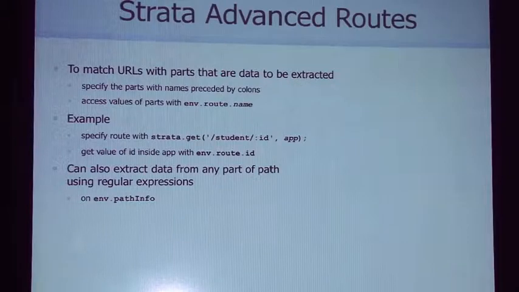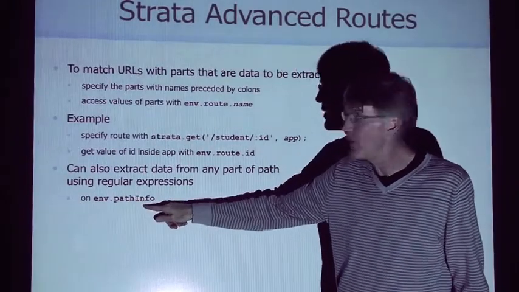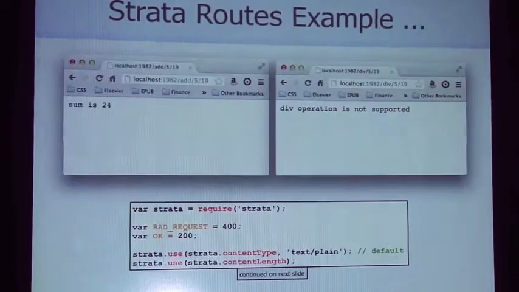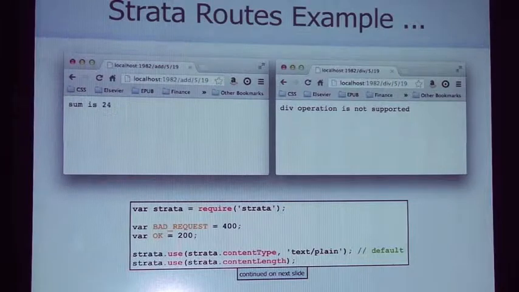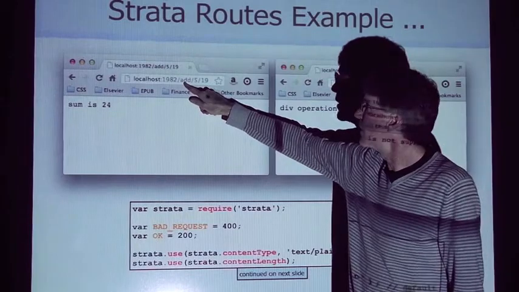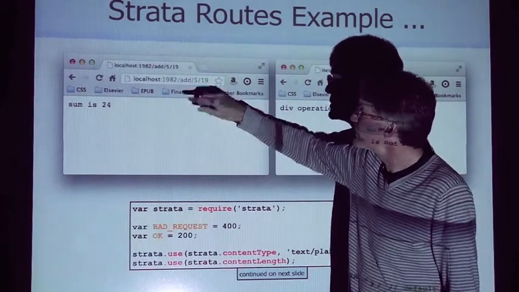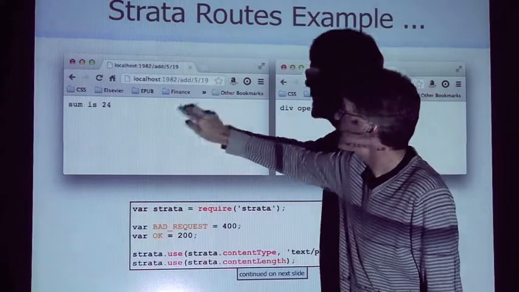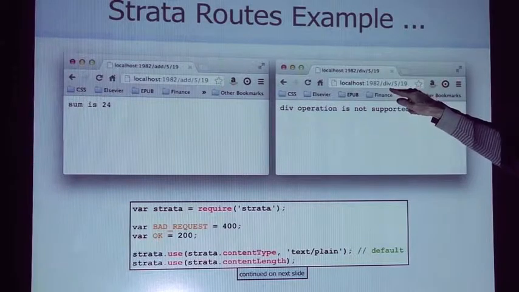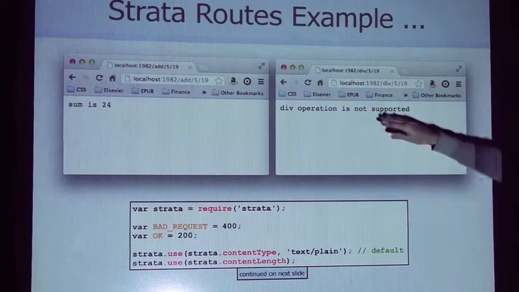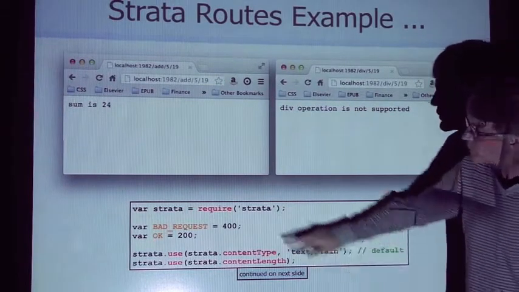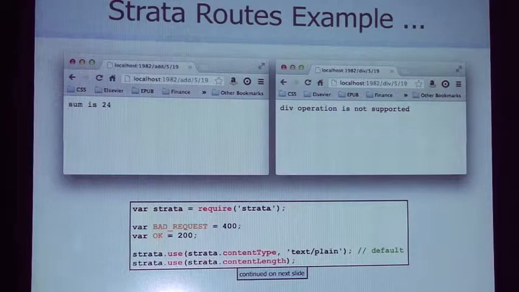Another way is that I can just grab the whole path with env.pathinfo and maybe match it against a regular expression to pull things out. So here's an example of using that. So I want to be able to specify a mathematical operation in the URL and then slashes and some numbers and then have it operate on those. And so I'm going to pull those out and add them. Of course, it's 24. And over here, I don't have div supported yet. And so it's going to see what the operator was and going to give me an error message like that. So here's the code I need to do this. First of all, I've got some constants for some HTTP statuses.